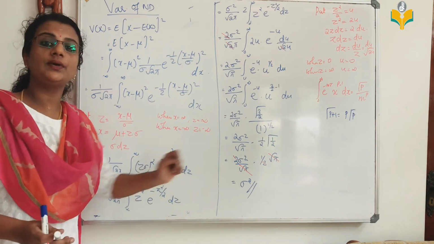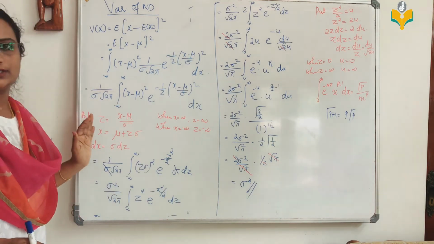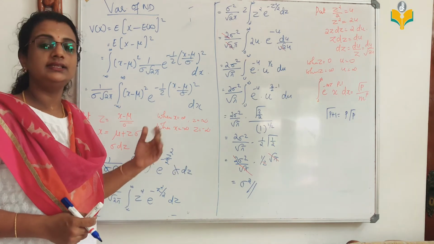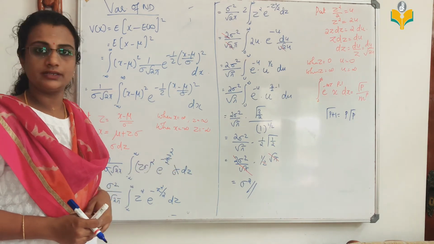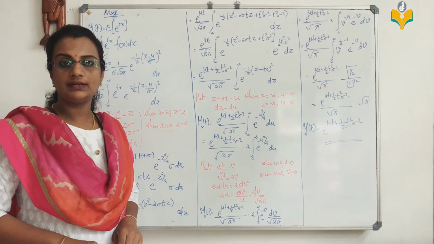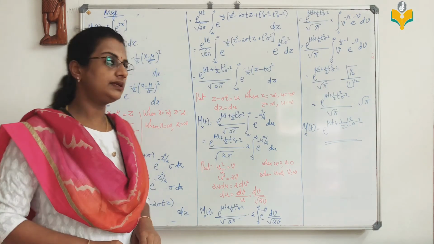So sigma square is the variance of a normal distribution. What about the mean? Mean is mu and variance is sigma square. These are the two parameters of the normal distribution. Now we are discussing the MGF of a normal distribution.